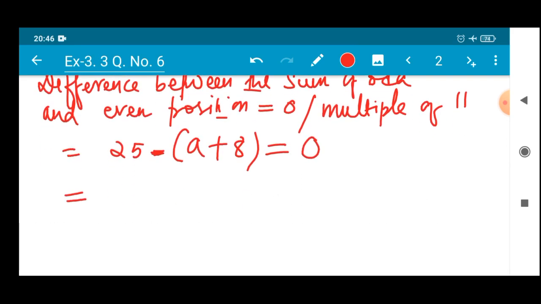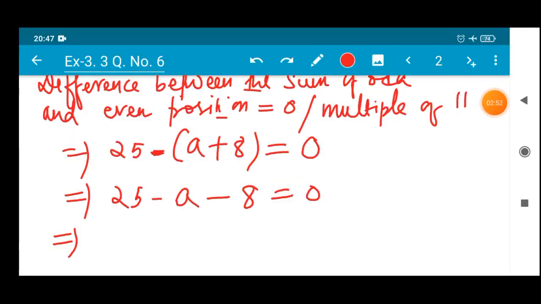Now open the bracket: 25 minus a, because a inside this is carrying plus, so minus plus is minus, and minus plus here will be minus 8, is equal to 0. Okay, this is a form of algebra, so you will be doing it afterwards. For now you just understand that before a it is carrying a positive sign, and before 8 also it is carrying a positive sign, so minus times plus will be minus. Okay, now 25 minus a is not possible, so 25 minus 8 is possible, so let us rearrange this.